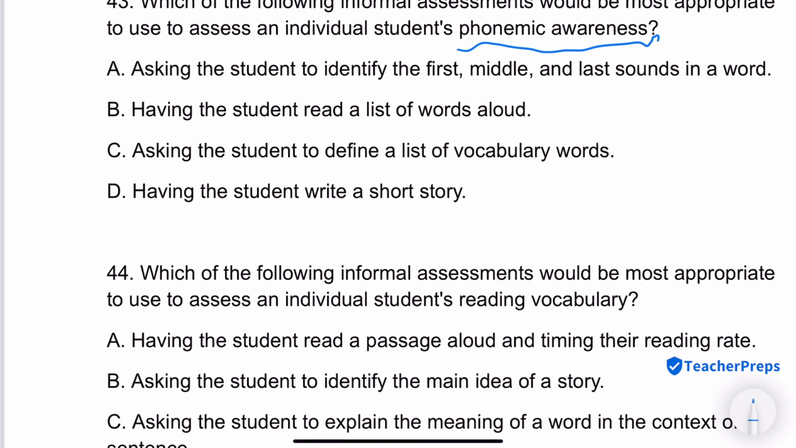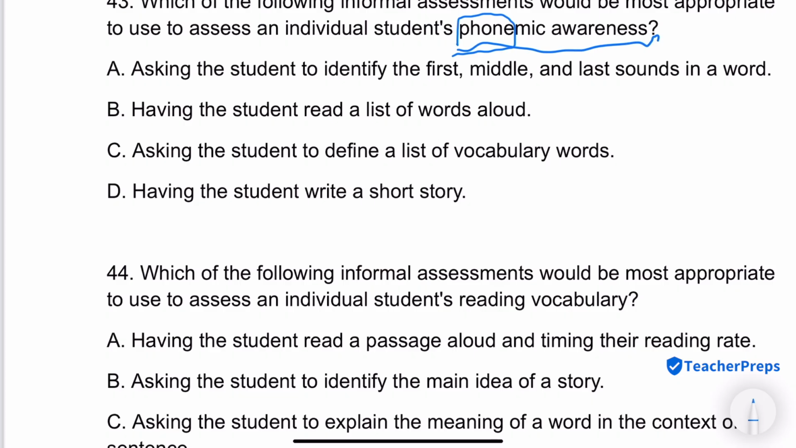Remember that phonemic awareness is all about hearing and manipulating sounds. It actually has the word phone in it. And so this is an auditory skill. Asking a student to identify the sounds in a word directly assesses this. So that's what we're looking for.